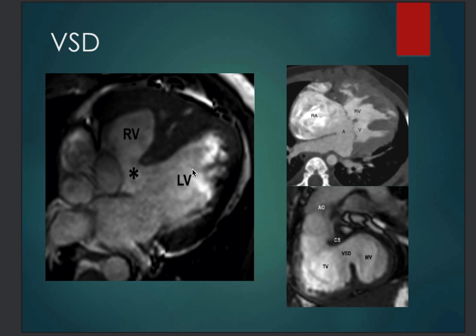of the VSD. So if there is a large VSD and there is not much of a shunt, this might be an indicator of Eisenmenger syndrome. So it's not happy news whenever you see that the shunt is not big but the VSD is a large VSD.